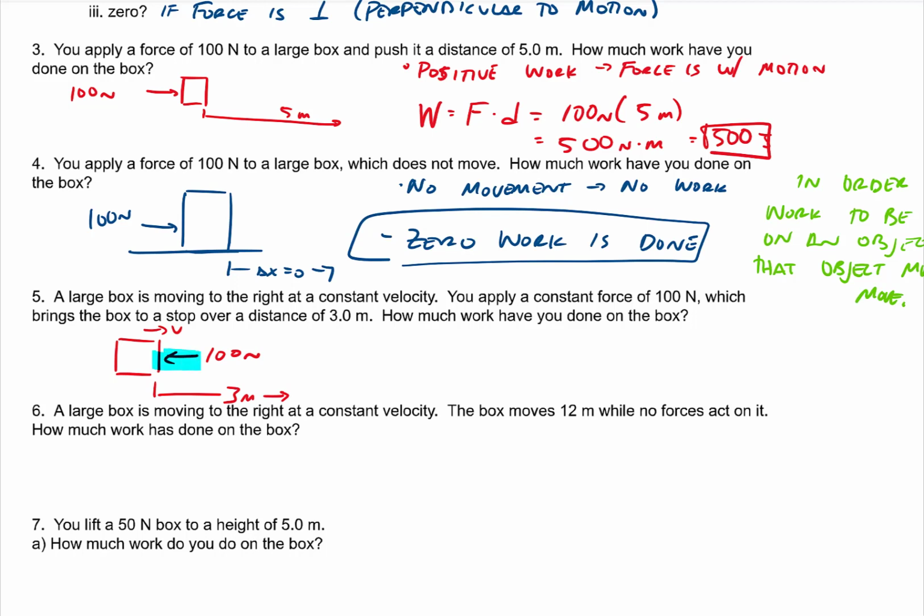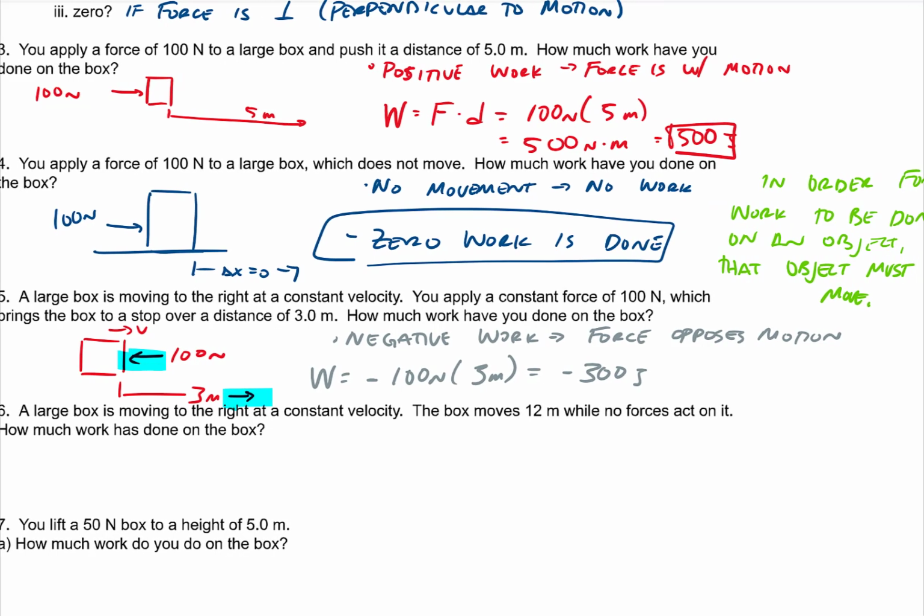So looking at that, your force and the displacement are in opposite directions. So we have negative work. Here we have the force not causing the motion, but opposing the motion. And so my work is going to be negative 100 newtons times 3 meters. Well, that work is going to be negative 300 joules. That's the work required to stop the box in that case.